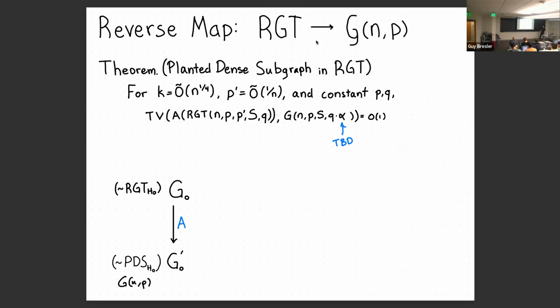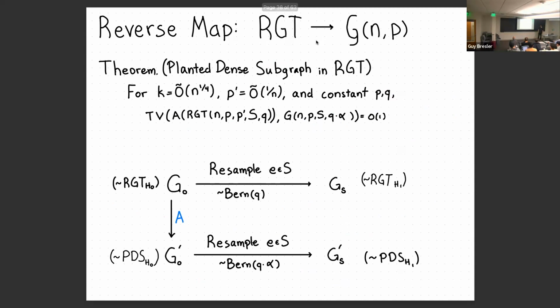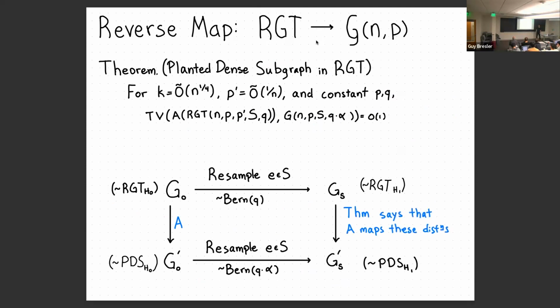Okay, so here's our theorem again, and this mapping indeed maps the null distributions, the pure noise distributions. So it takes RGT, maps to Erdos-Renyi. What we're claiming is if you plant something by resampling all the edges in a set S that's not too big, and you do the same thing in the Erdos-Renyi situation, then the theorem says that the mapping continues to work.